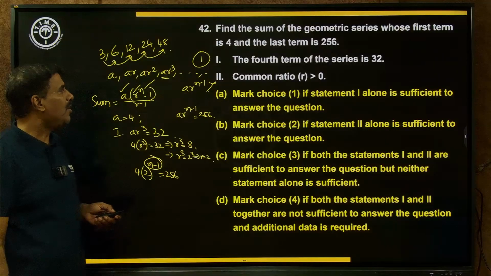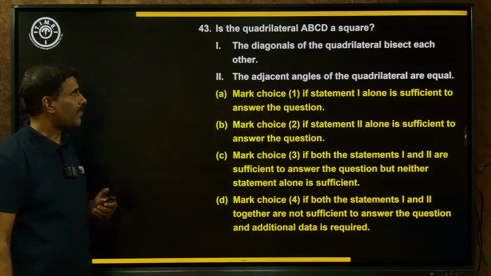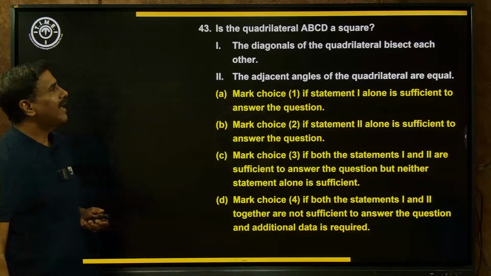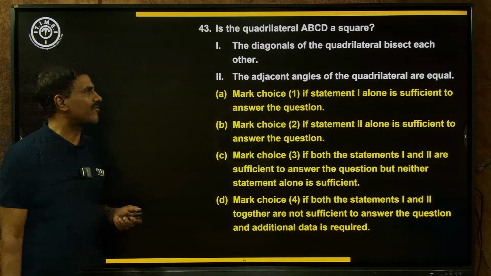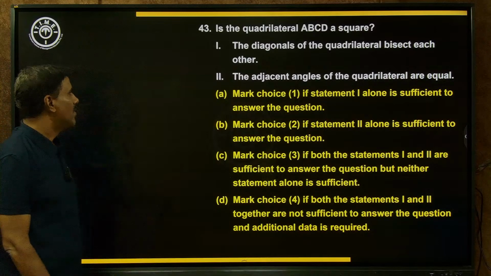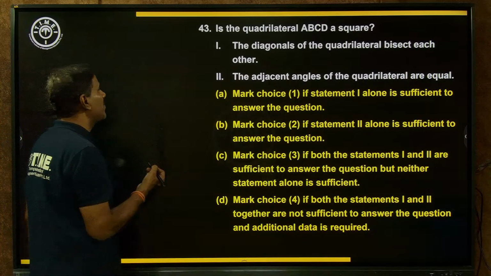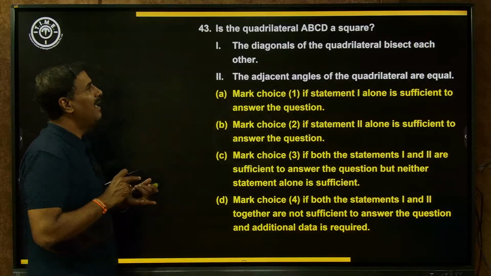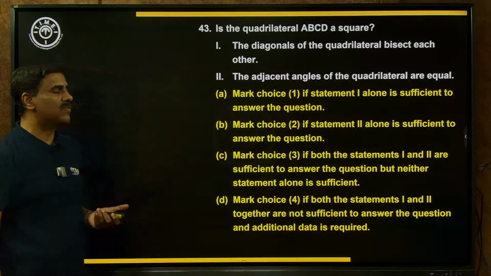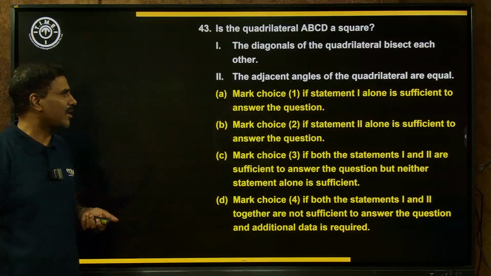So let's move on to the next question, right? Is the quadrilateral ABCD a square or not is the question. The first statement says the diagonals of the quadrilateral bisect each other. Diagonals bisecting each other is possible in many quadrilaterals, like square, rhombus, rectangle, and parallelogram. In that way, many cases. So the first statement is not sufficient.